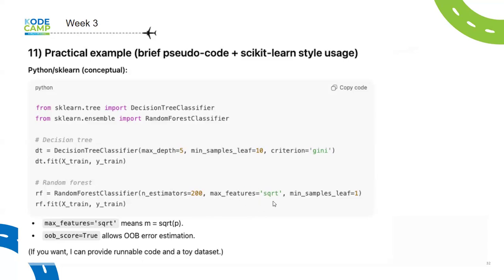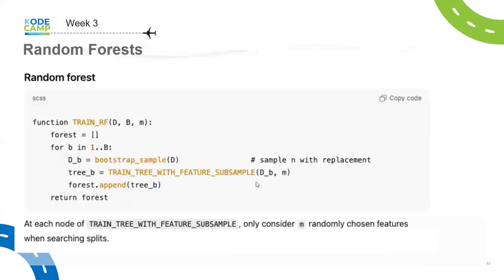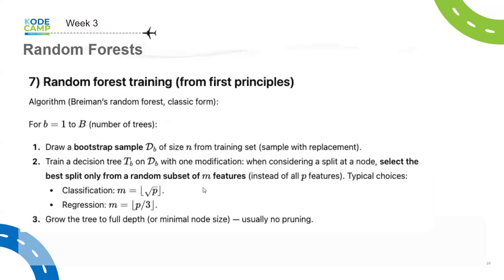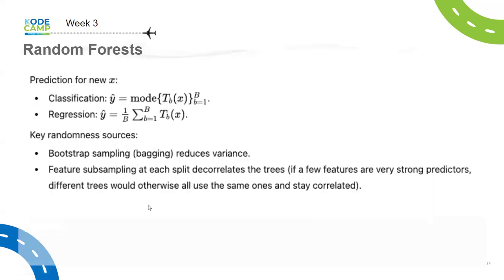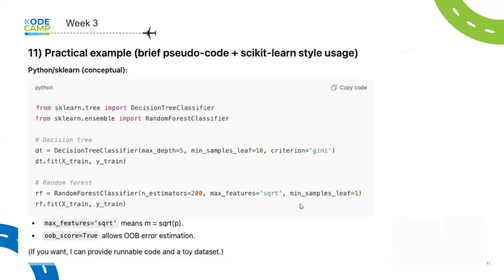Then max_features is how you determine the maximum number of features that you use for training each tree. If you remember, I gave two options here. There was the option of using the square root of p, and you also had p over 3. So you can use either of those two. And then min_samples_leaf. Then max_features means m is the square root of p, like I said. OOB score is if you want to use OOB for error estimation as well.